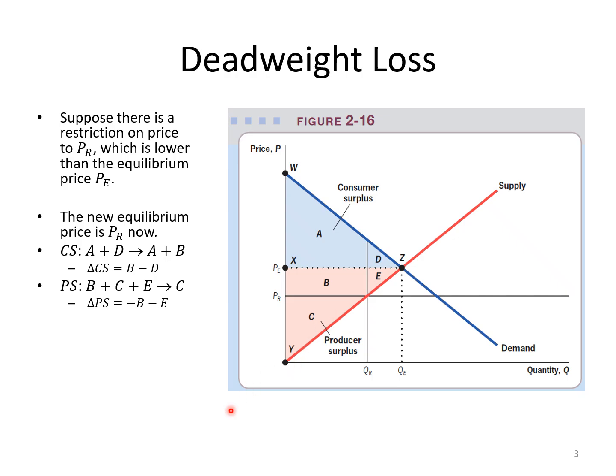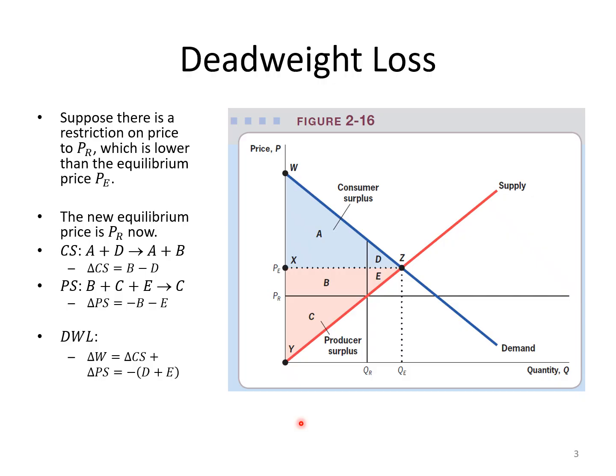Okay, on the producer side, the original producer surplus was this pink area that included C, B, and E. And now the change in their surplus, they've lost B, so that's why that's a negative here, and they've lost E, and they're only left with C.